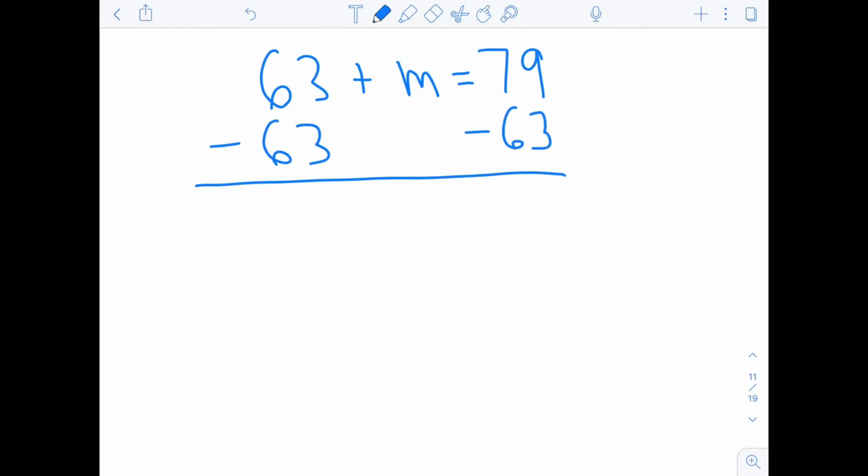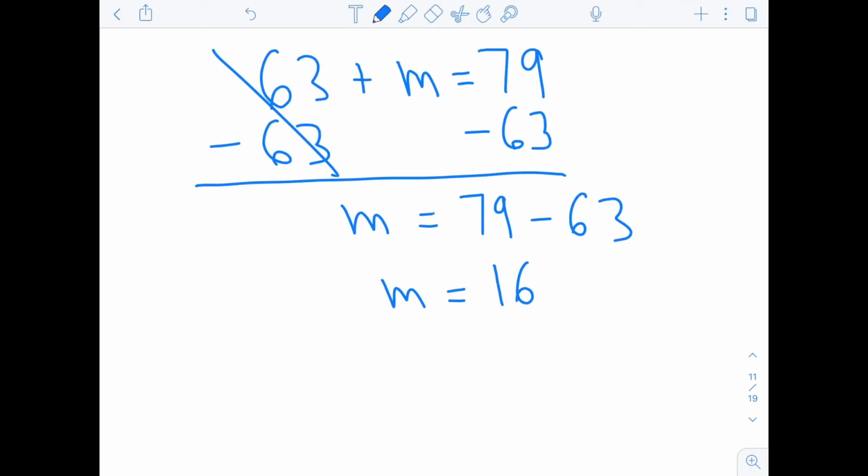So 63 minus 63 is 0, so it cancels out. So you're left with m equals 79 minus 63. And 79 minus 63 is 16. So we get m equals 16.